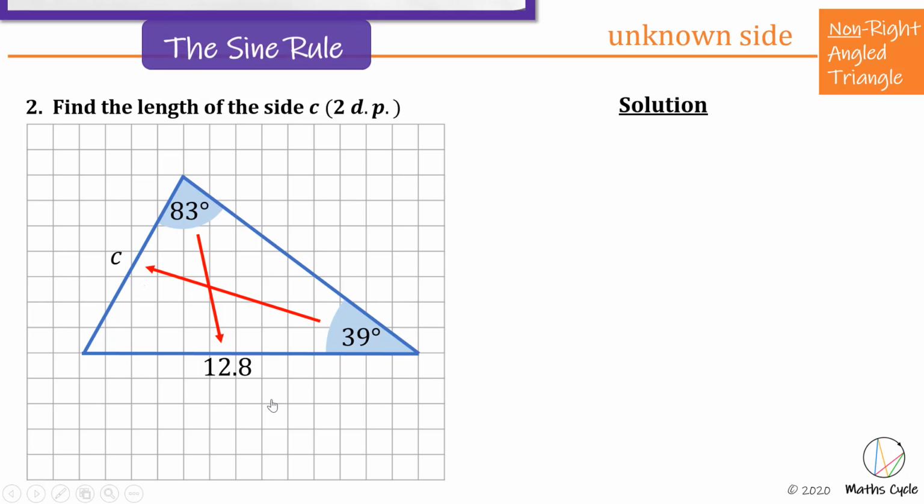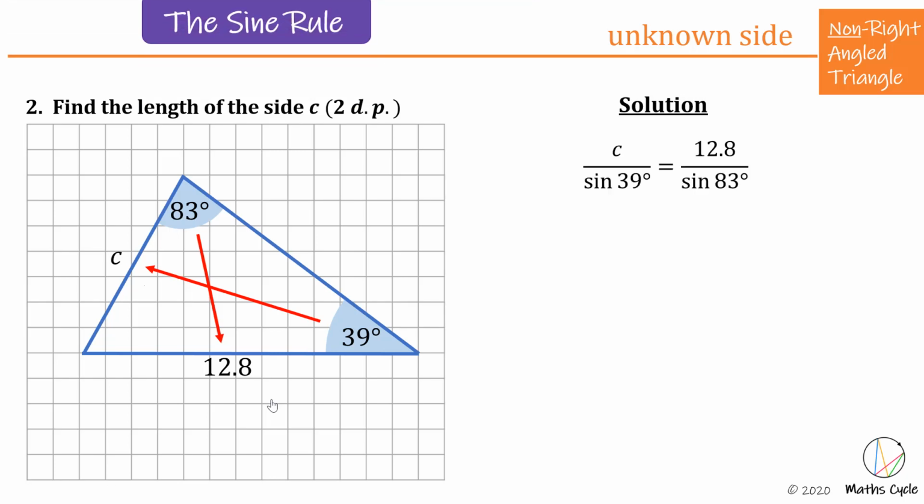Use that to build your solution. So we have the side C over the sine of 39 degrees equals 12.8 over the sine of 83 degrees. So the easiest thing to do now to solve this is to cross multiply. So I've C multiplied by the sine of 83 degrees equals 12.8 multiplied by the sine of 39 degrees.